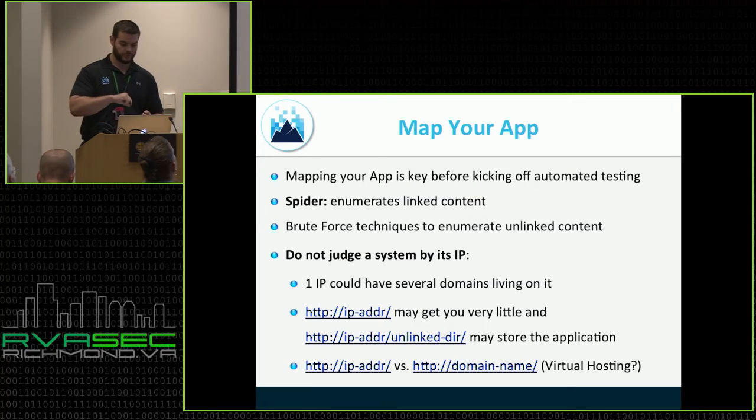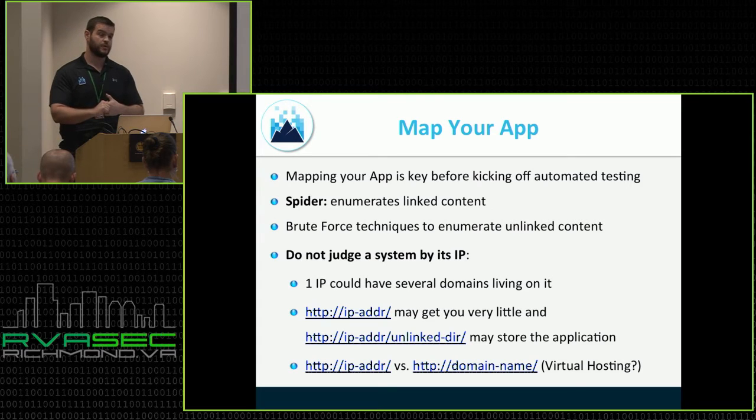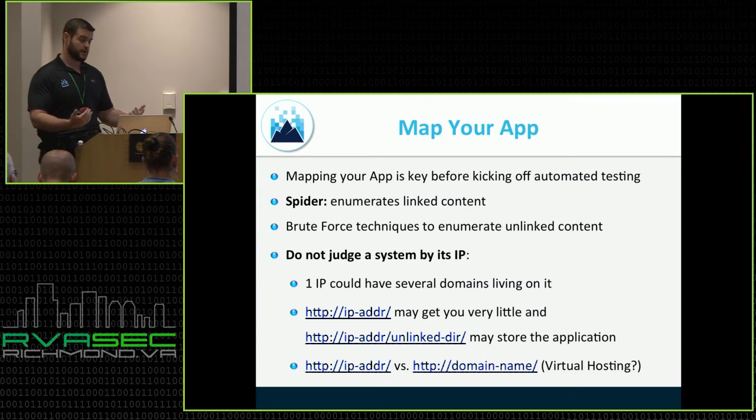Remember when I was talking about don't judge a system by its IP? This is critical because a lot of times with our tools, you give it a list of targets, right? So if you give it a list of IPs or even the URLs based on the IP, you might be missing a lot of stuff. Because with virtual hosting, you could have a lot of apps sitting on one IP address that you have to reference the domain name to actually get the content.